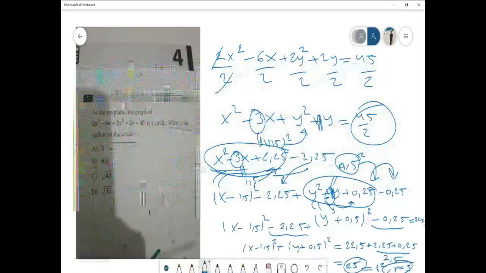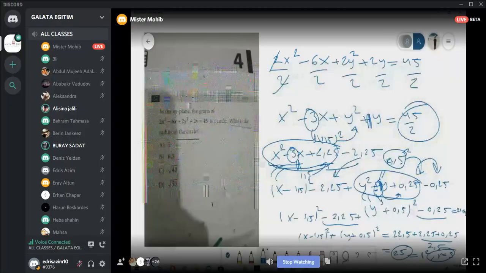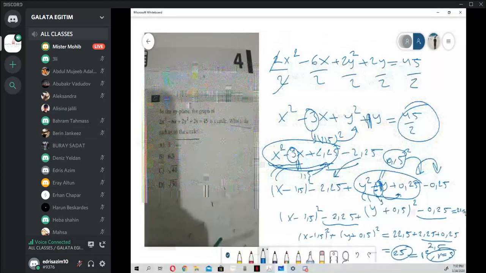Also, to the other side, so it will be 25. 25 equals r squared, as you know, and r is 5. It is the same process that we made in the previous question, but it's maybe a bit hard because we have fractions here. That's it.